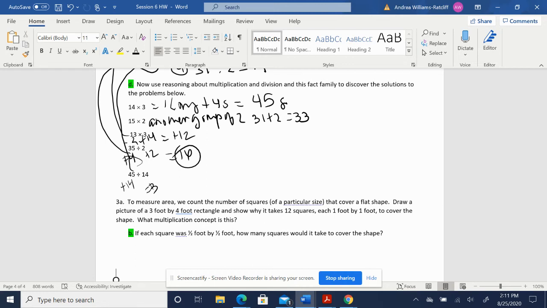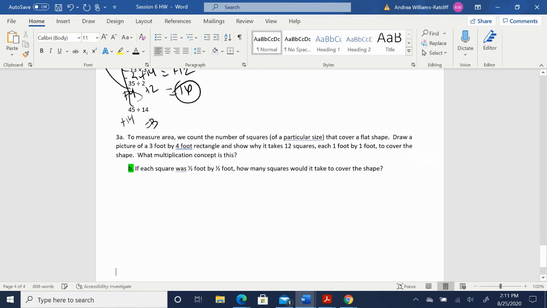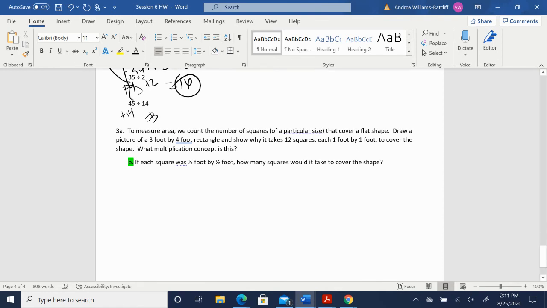Let's look at the very last question before we can go here. To measure area, we count the number of squares that cover a flat shape. So let's draw a picture of a 3-foot by 4-foot rectangle and show why it takes 12 squares, each 1 foot by 1 foot, to cover the shape. Okay, so let's start there.